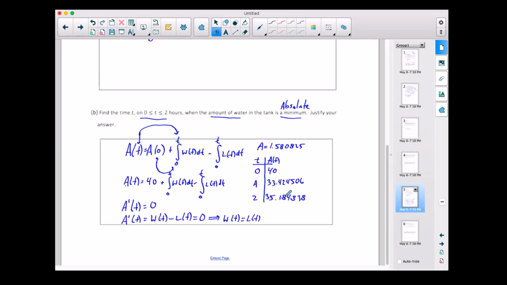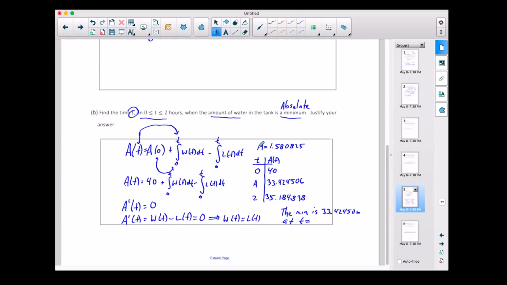So filling out my table here, my last value is 35.184838. So now I have my table, I can actually answer the question. The question was, find the time t when the amount of water is a minimum. Yesterday's webinar on F prime graphs, I told you whenever a question asked me for the absolute minimum or the absolute maximum, I always answer it the same way. I always just get in the habit of saying the minimum, no matter what it asks for. I say the minimum is or equals 33.424506.